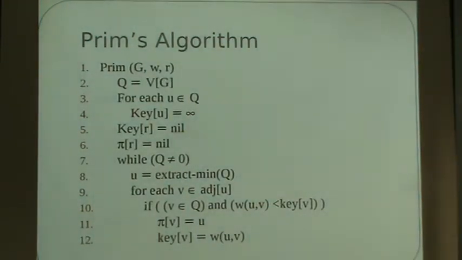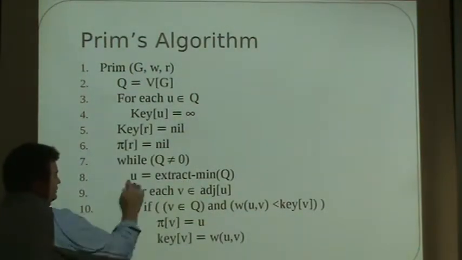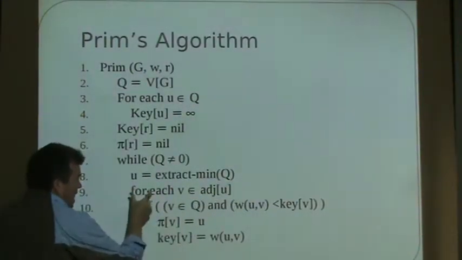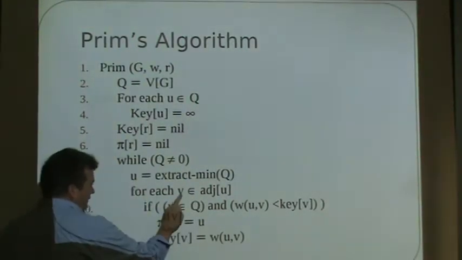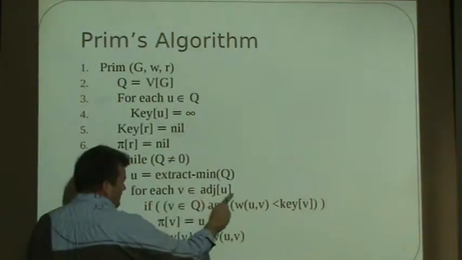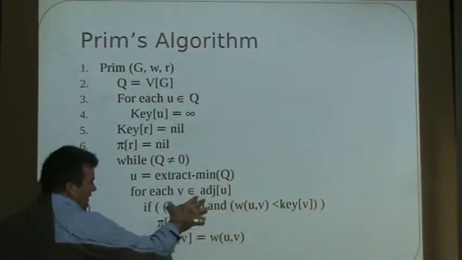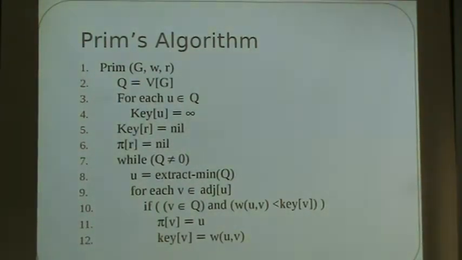Okay, so that's Prim's algorithm. So basically, we're extracting the smallest one out of our set Q, and then for every vertex U ends up being connected to V, V is the new point that's being added. So we take every edge adjacent to it and say if that one has a better number, let's add that to our algorithm.